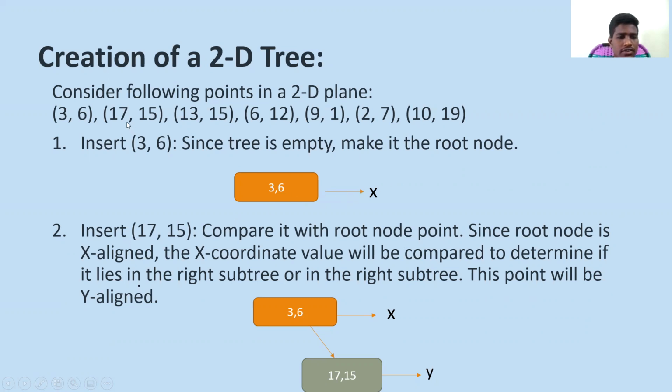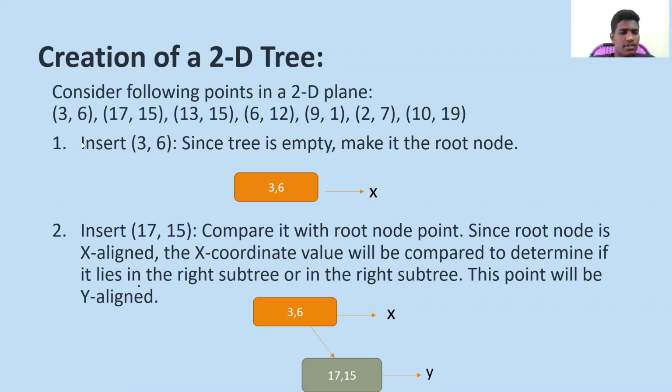And next take 17, 15. Here first we have to compare 17, 15 with the root node. Here we have two values, and we have to compare with 3, because this root node is in the x plane, so we have to compare 17, 15 with this x coordinate. Here 17 is greater than the 3 value. Yes, 17 is greater than 3.